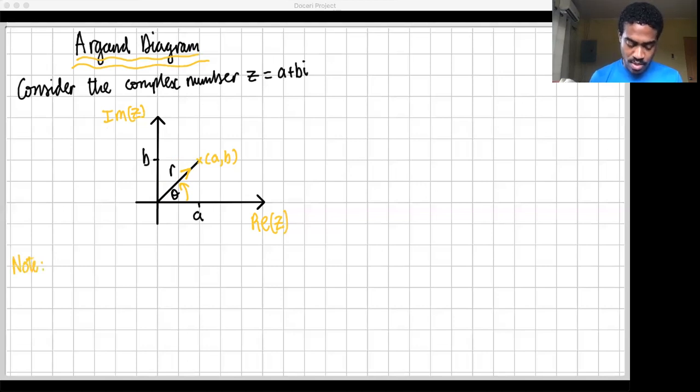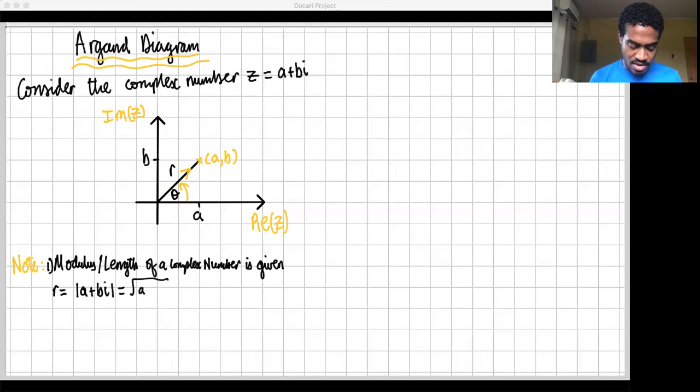So these are things that we want to note. The modulus, or length, of the complex number is given by the square root of the real part squared plus the imaginary part squared. So this is the formula here. r, or the modulus of a plus bi, is given by this formula here. And that is key for you all to learn, because this will come up in the exam.